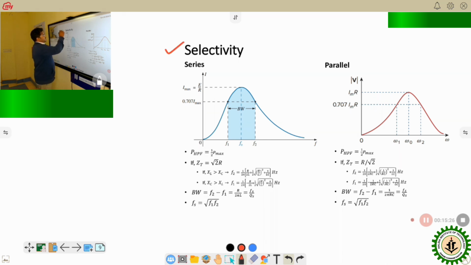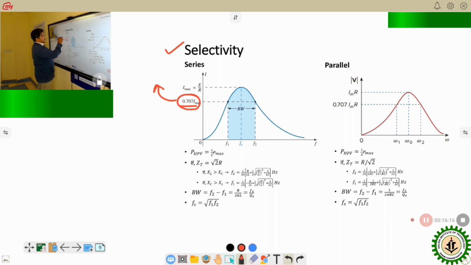Now there is another important term that is called selectivity. As I have said at the very beginning, in the resonant circuit we tune the series or parallel RLC circuit in such a way that a certain range of frequencies is selected, at which the values of the current or voltages are considerable. To select the range of frequencies at which the voltage or current magnitude is considerable, we take 1 by root 2 times the current as the value that is considered considerable.